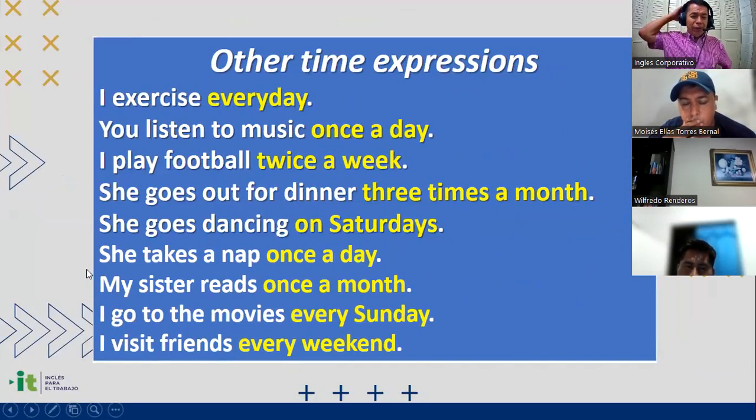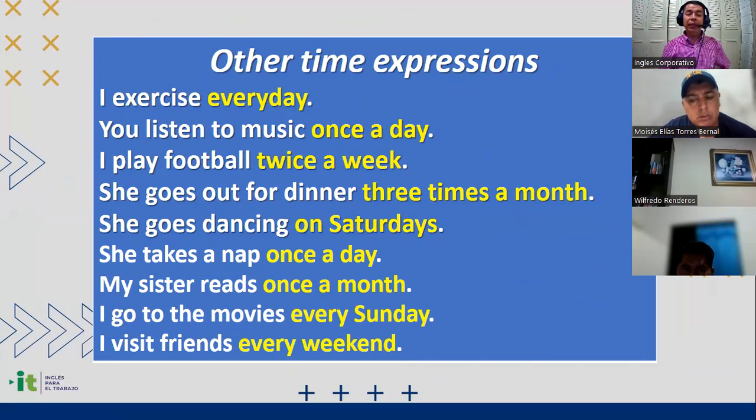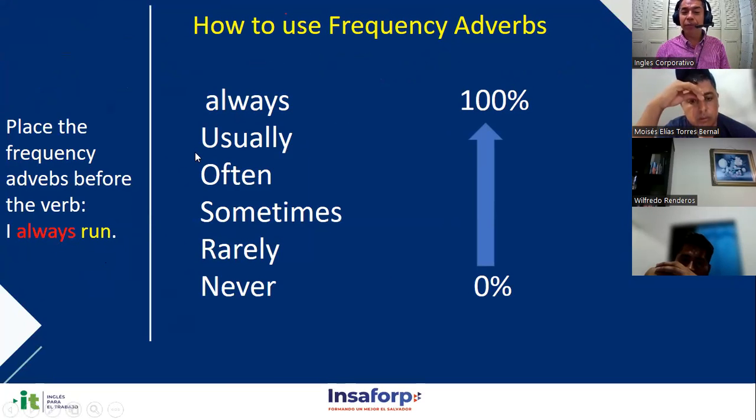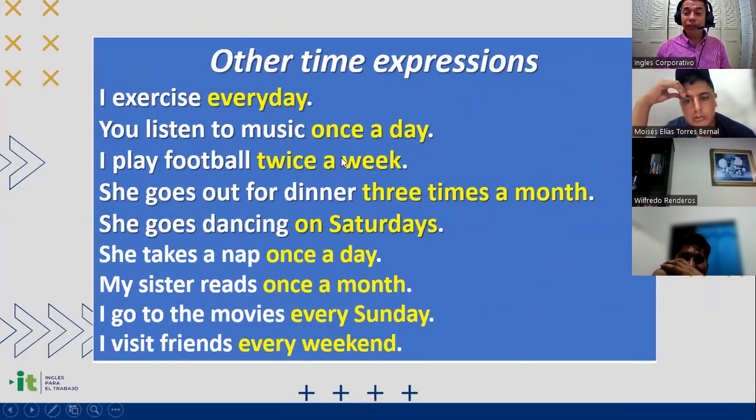Good. But not only frequency adverbs, we have other expressions of time that indicate frequency. For example, every day, once a day, twice a week, three times a month, on Saturdays, once a month, every Sunday, every weekend, right? So here you're showing the frequency, but notice the position. Pay attention to the position of the expression. They are at the end. Si se fijan, estas expresiones van al final, right? But the frequency adverb is before the verb. Los adverbios de frecuencia van antes del verbo.